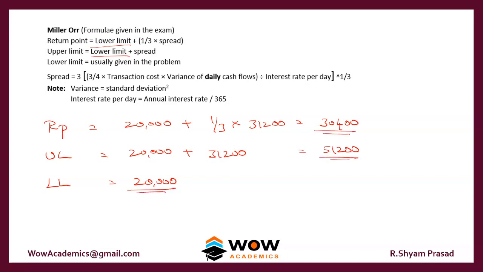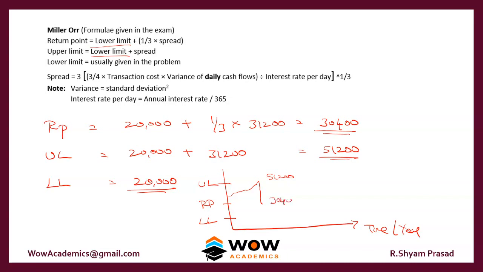question here. Okay, so if you want to draw a diagram, you can draw a diagram like this. So this side refers to the time or year, and this side we can refer to as upper limit, return point, and lower limit. Whenever the cash goes beyond this level, that is when it reaches 51,200, we have to sell and bring it to the return point of 30,400. And whenever the cash goes to the lower limit, if it touches here, we have to sell the securities and bring it to the return point.